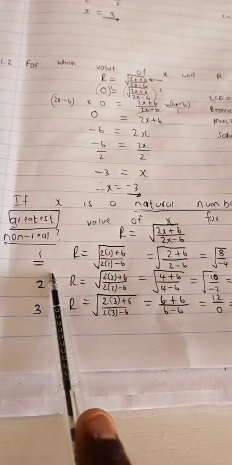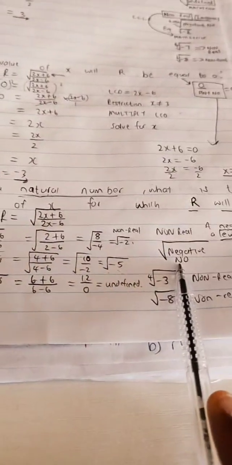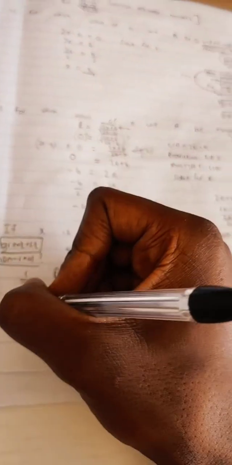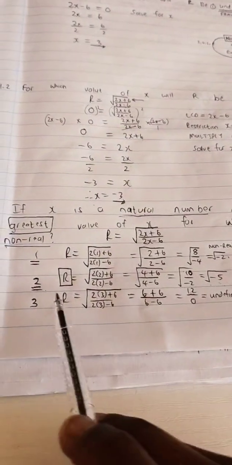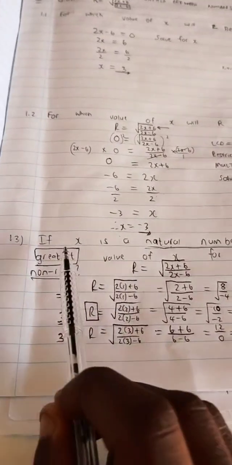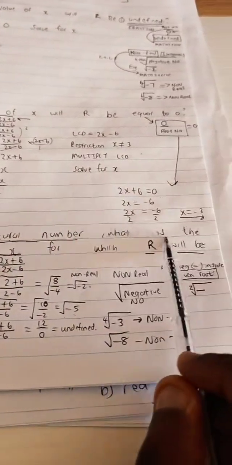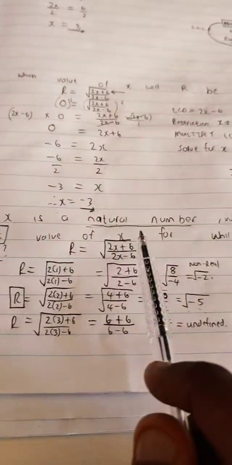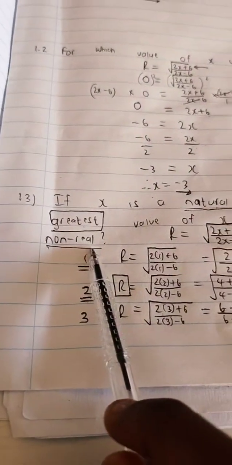But when x is 2, is r non-real? The last time, guys, we had a non-real answer for r was when x was equal to 2. So if we are going to now answer the question, if x is a natural number, what is the biggest, greatest, largest value of x for which r will be non-real?